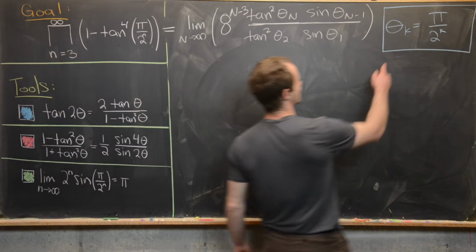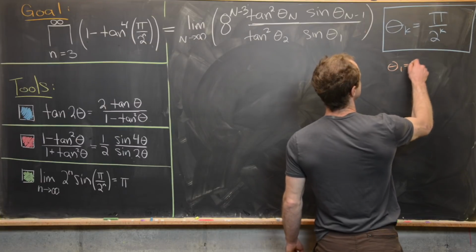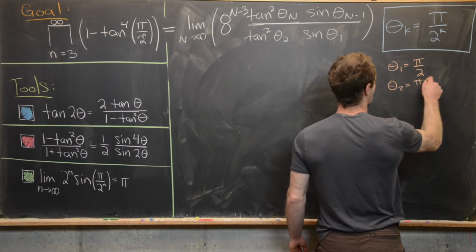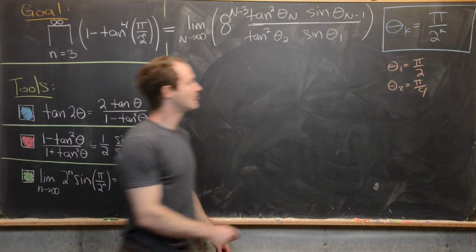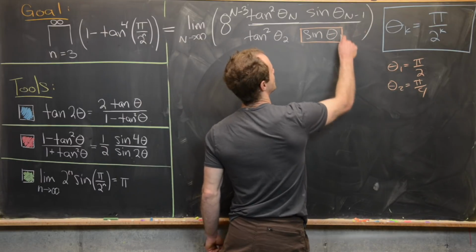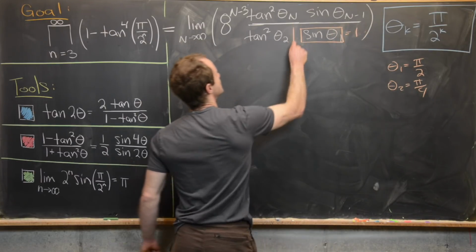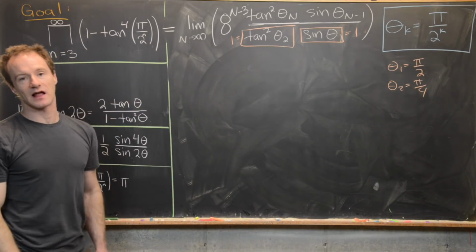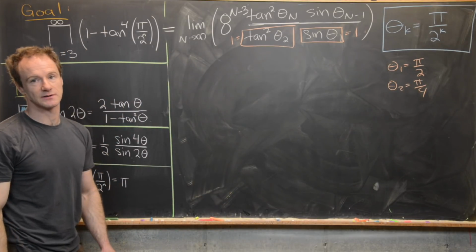Now, I want to notice we've got some special values here. Notice that theta 1 is equal to pi over 2, and theta 2 is equal to pi over 4. But that's actually extremely helpful because we know that the sine of pi over 2 is equal to 1. And we know the tangent of pi over 4 is equal to 1. So that allows us to simplify those two nicely.